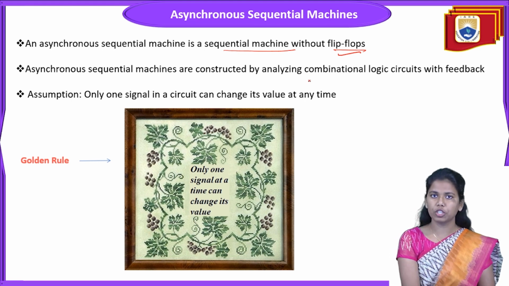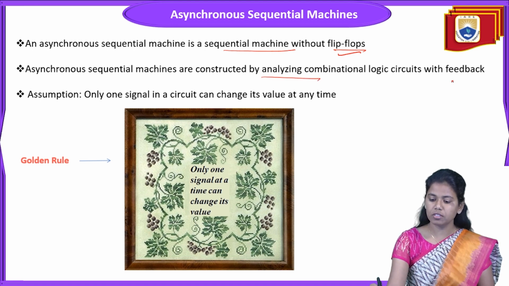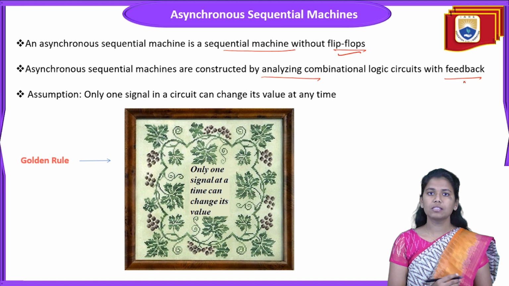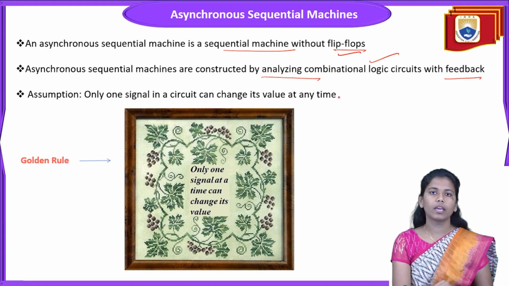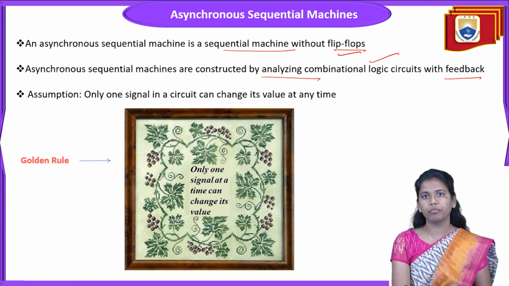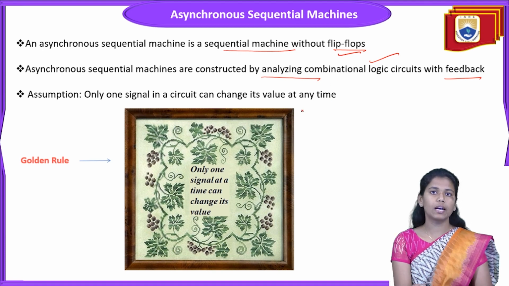Asynchronous sequential machines are constructed by analyzing combinational circuits with feedback. So these machines do consider combinational circuits with feedback. We can see this in synchronous sequential machines as well, where we have the feedback with respect to the memory element. Whereas in asynchronous sequential machines, we have the feedback analyzing the combinational circuit. Then, coming to the assumption.